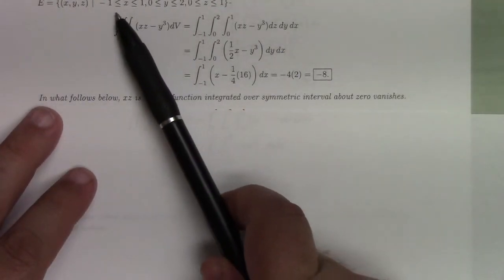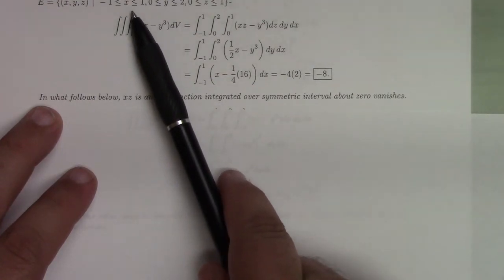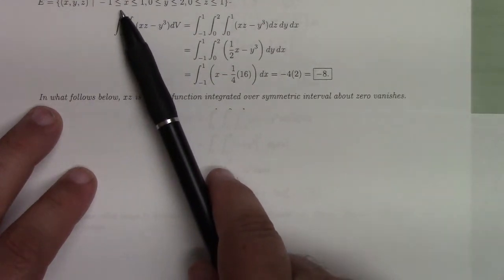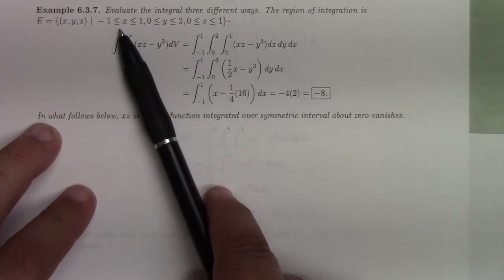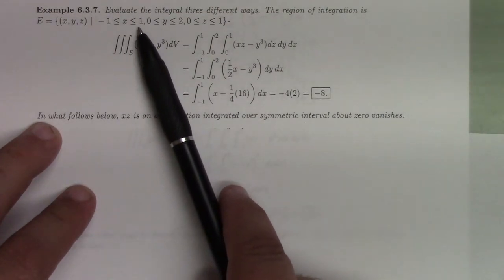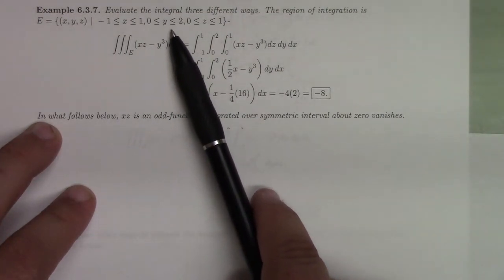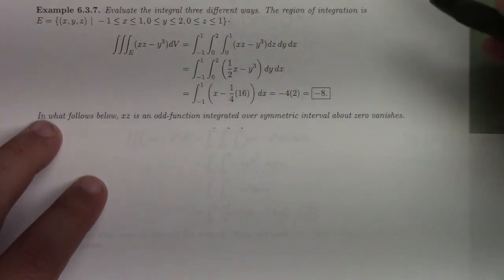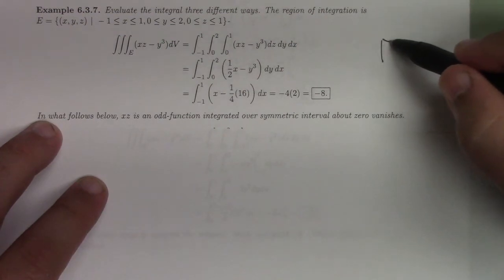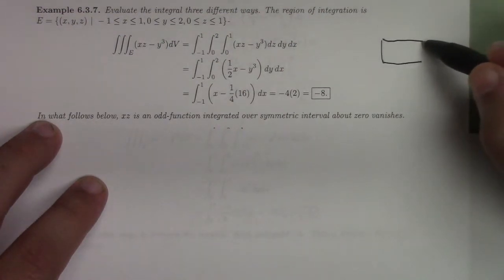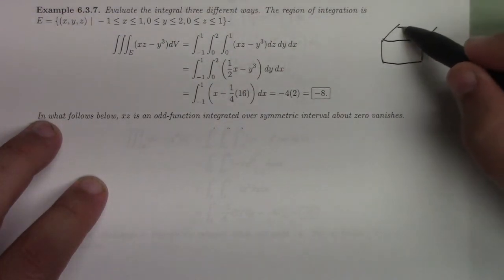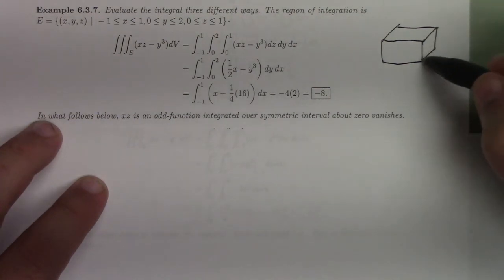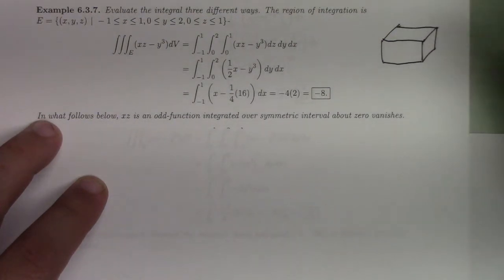And so you start with the region being described: -1 less than x less than 1, 0 less than y less than 2, 0 less than z less than 1. Oh, this one's easy. I'm not drawing it to scale or anything like that, but it's just a rectangular solid. So that means it's pretty easy to set up the bounds in different orders.